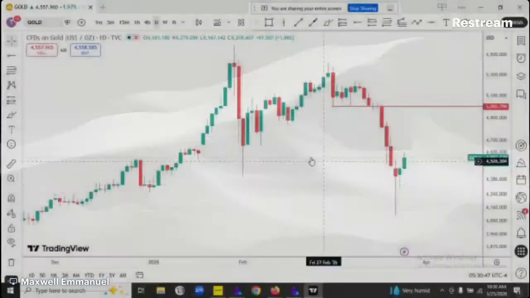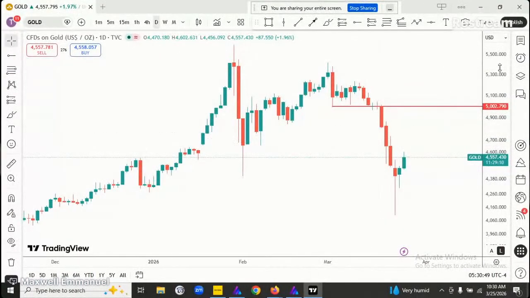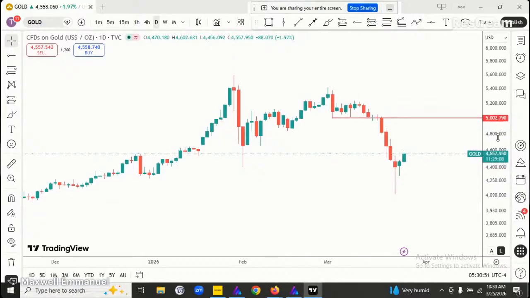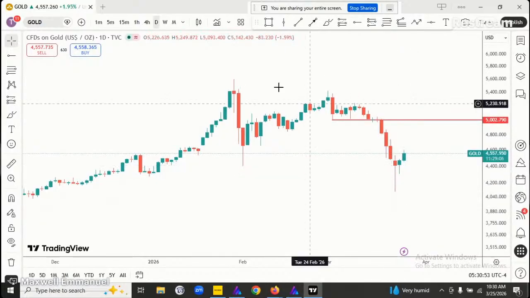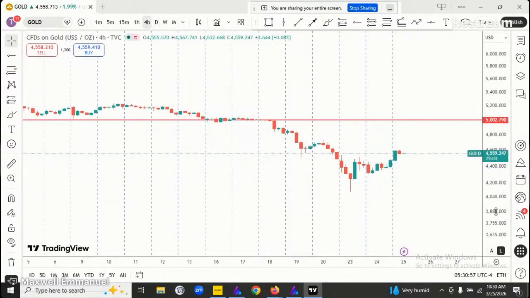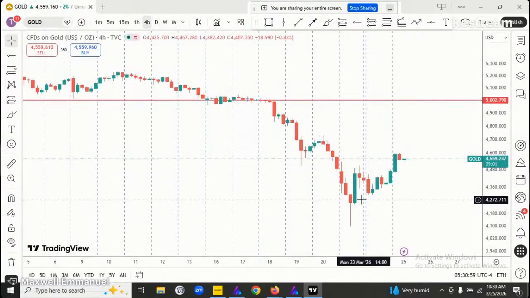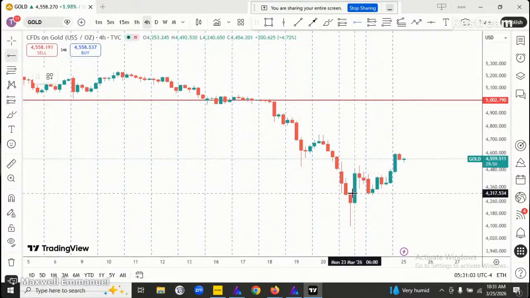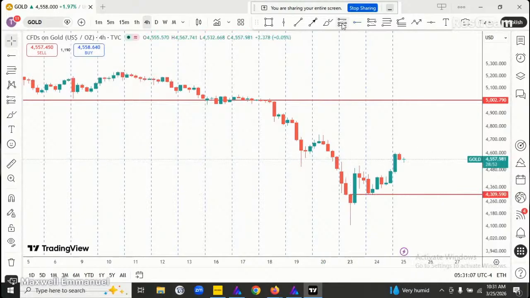Gold is bullish. Don't sell gold. I gave this call yesterday. I said, wait for price to pull back. Yeah, Monday I gave this call. I said, wait for gold to pull back to this fair value gap. Once gold fills this fair value gap, you should buy from that zone.